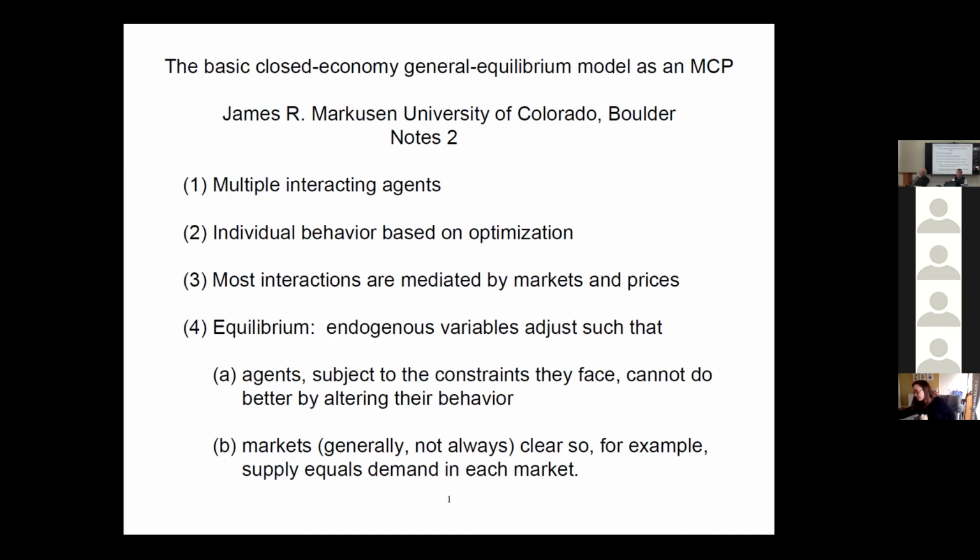Equilibrium, I don't want to give a micro-theorist definition of equilibrium, but basically there are two kinds of things that have to hold. Agents, subject to the constraints they face, are doing the best they can. They can't do better by altering their behavior given what other agents are doing. And secondly, markets clear. So for example, supply equals demand in each market. We have models in which some of those things might not hold, or by clearing, I can also mean corner solutions where some technology is not used or some trade link is inactive in equilibrium.